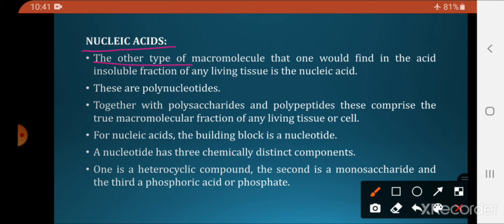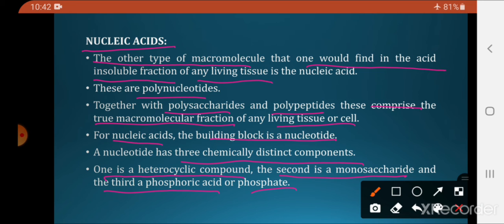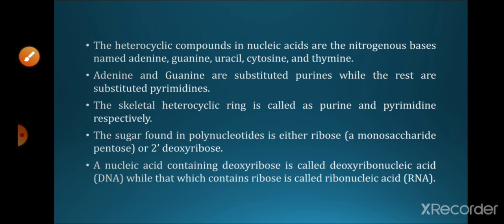Nucleic acids are the other type of macromolecule one would find in the acid insoluble fraction of any living tissue. They are polynucleotides along with the polysaccharides and polypeptides. They comprise the true macromolecular fraction of a living tissue or cell. The building block is a nucleotide. A nucleotide has three chemically distinct components. We have studied that. One is a heterocyclic compound called a nitrogenous base. Second one is a monosaccharide, which is a pentose sugar, ribose or deoxyribose. And third is phosphoric acid, also called the phosphate group.